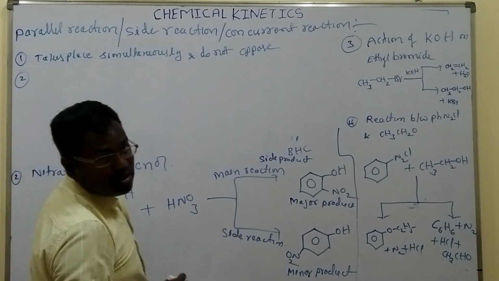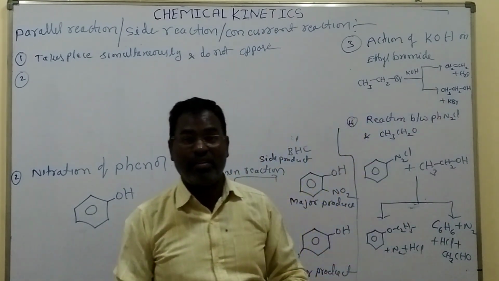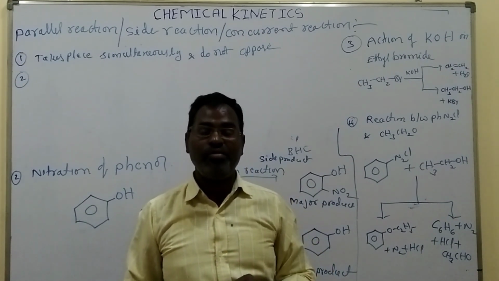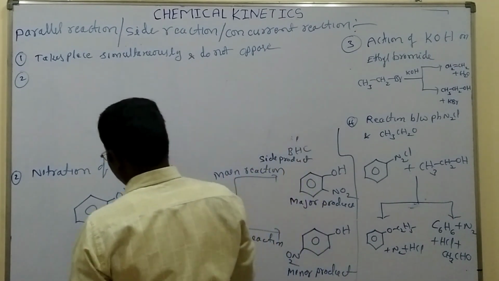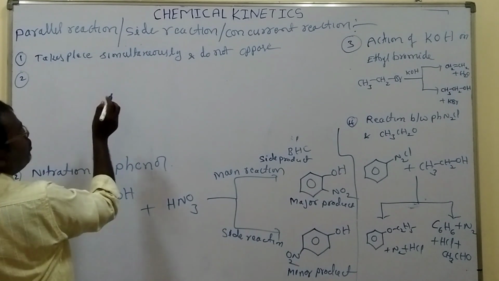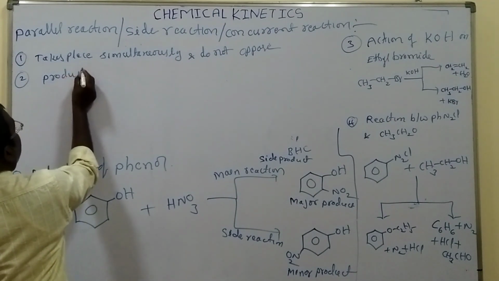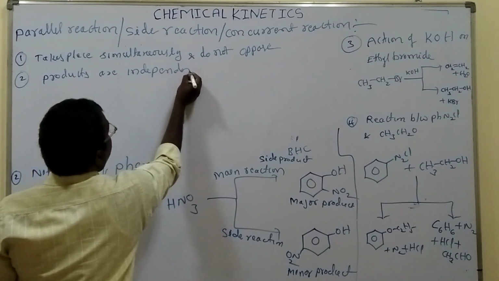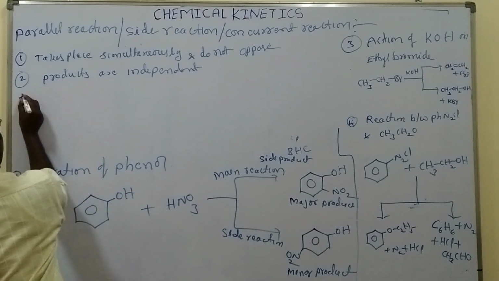The second one is that the products are independent. That means the products do not have any chemical affinity. They do not have chemical affinity, that's why we call them independent products. So the products are independent, otherwise they don't have any chemical affinity. That is the second characteristic.